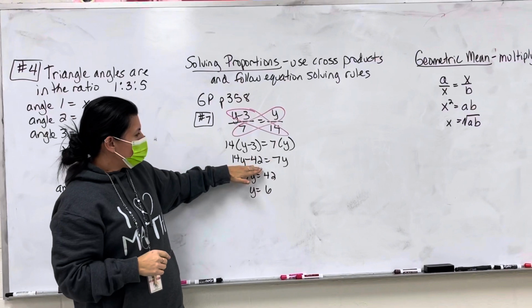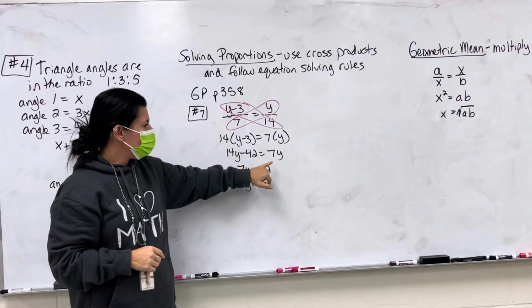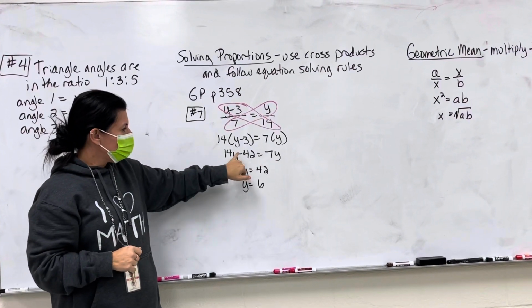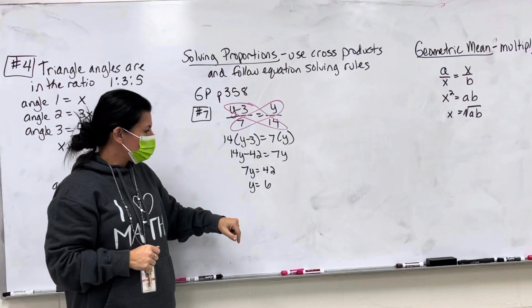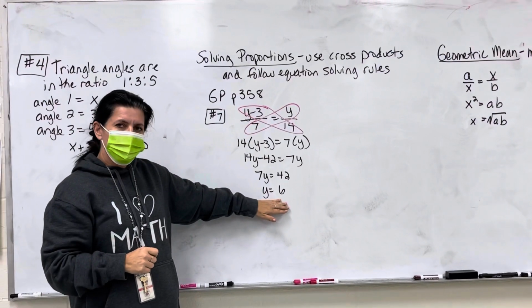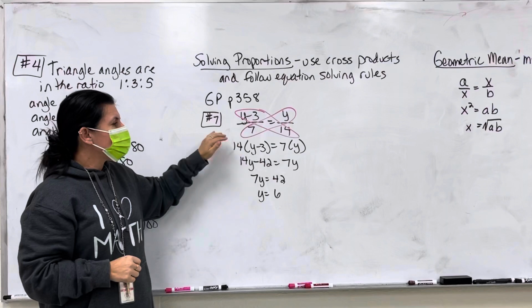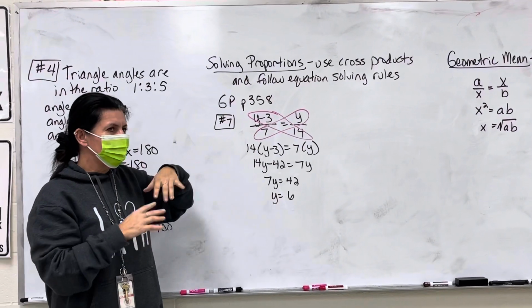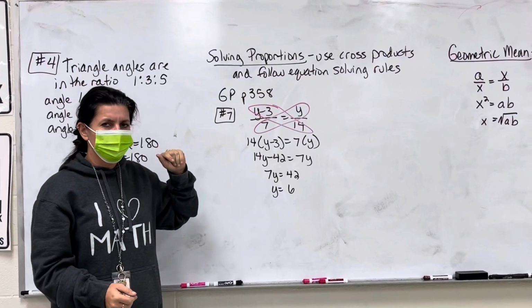I distributed, and then I moved my 7y over, moved my 42 to the right, divided out, and we got y equals 6. So the directions were to figure out what y is. This is just a simple equation solving kind of thing.